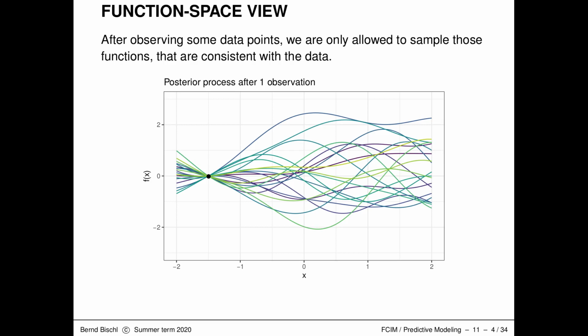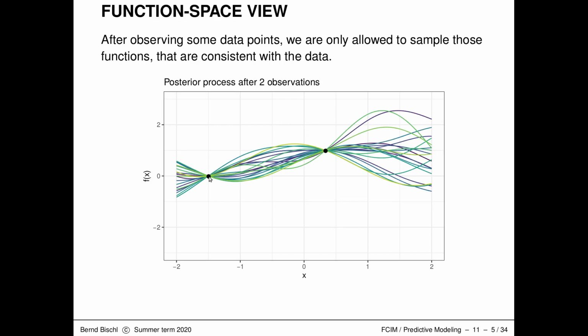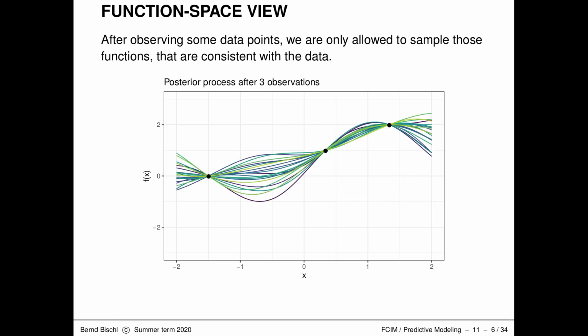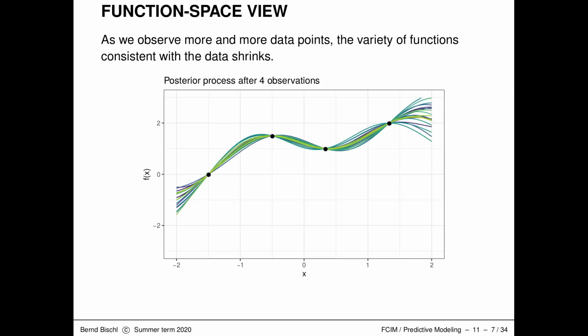What that means is that I now want to only sample functions from the function distribution which are perfectly consistent with my data. So they should pass exactly through this point. And if there's a second observation, I want my functions to be consistent with that too. And here's a third point and a fourth one. You can see, after observing more and more data points, the variety of functions which are consistent with all of my data points shrinks more and more.